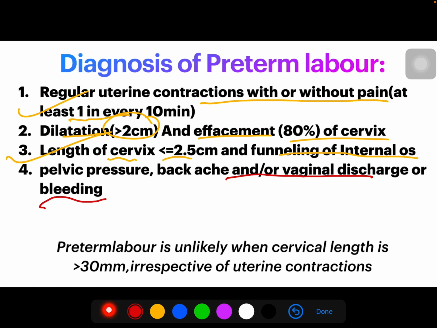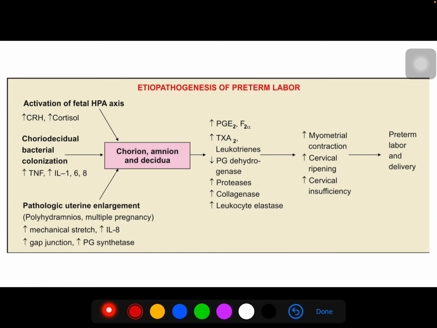And preterm labor is unlikely when the cervical length is greater than 33 millimeters, irrespective of uterine contractions. So we should know about this.